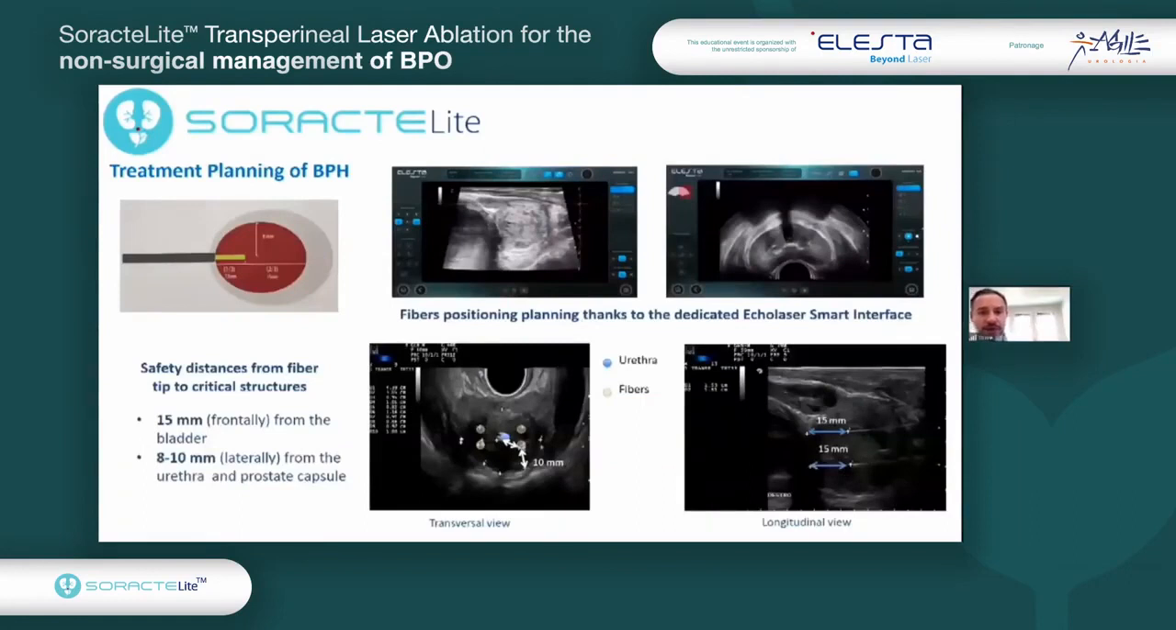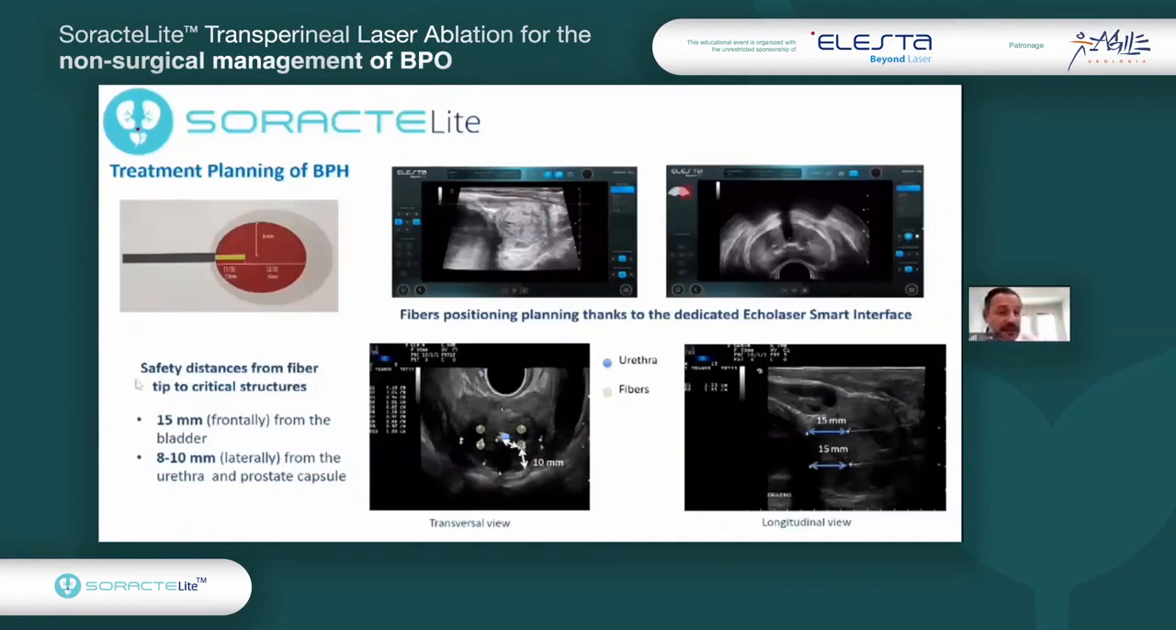So you can see in this picture some images of the prostate, and this is what we have to know. With the fiber that we use, we will have a diameter in height of about 16 millimeters and a length of the laser ablation of about 22.5 millimeters. And this is the area of treatment for each fiber that we use. And these are what we have to keep in very close attention.